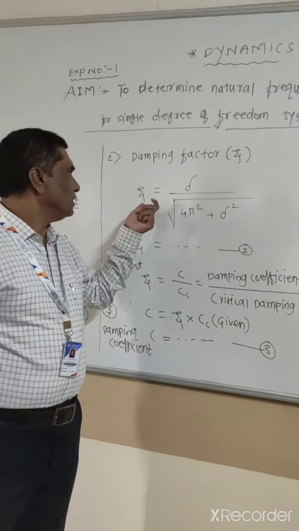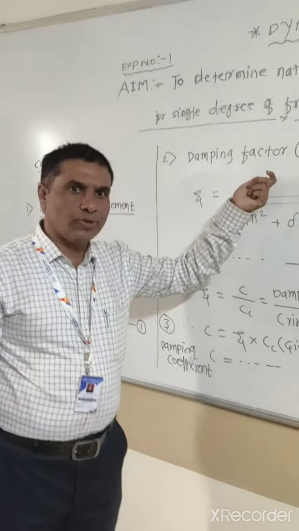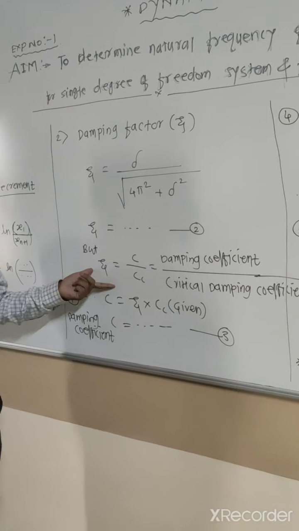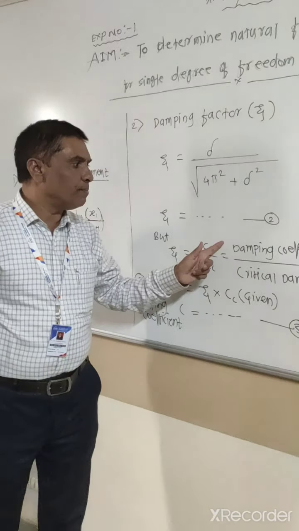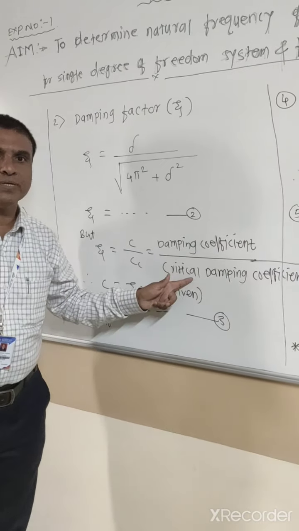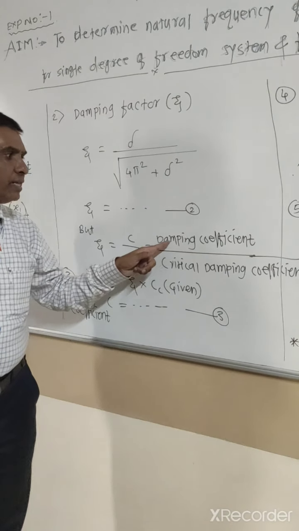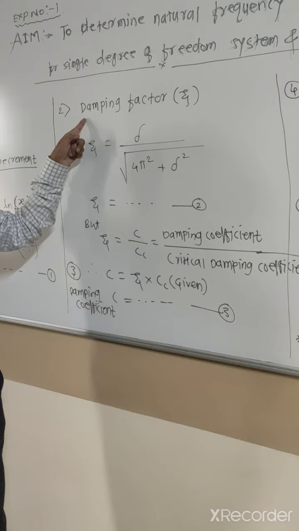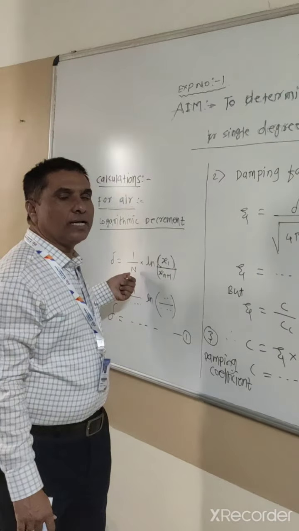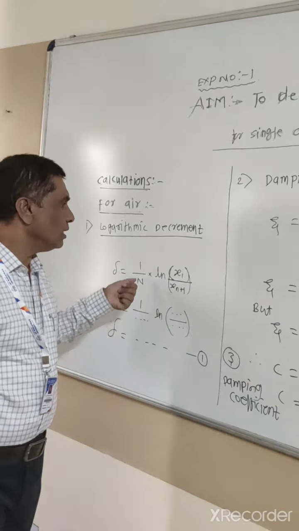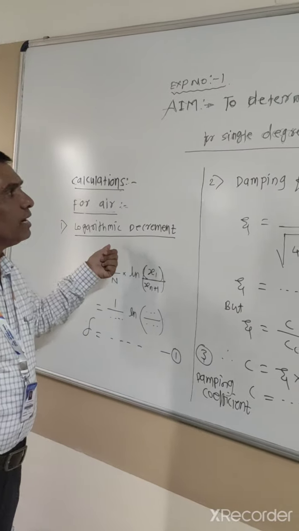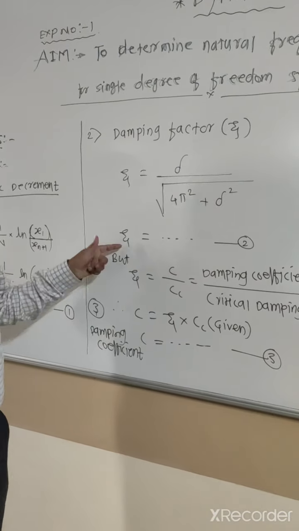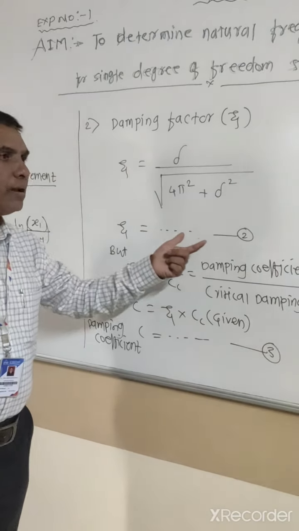So how is the zeta or damping factor to be calculated? As we have already seen, the damping factor is the ratio of the damping coefficient to the critical damping coefficient. In order to determine the damping coefficient, we first need to find the damping factor from the logarithmic decrement. That's why initially we calculated the logarithmic decrement. After that we determine the damping factor, and from this equation we got the damping factor.